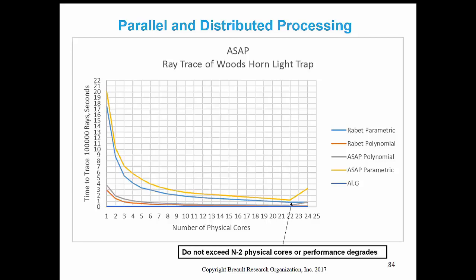In the initial ray trace, which started off at about 20 seconds, as you add another core, it cuts that just about in half. And then as you add each core, it basically cuts in half the previous amount of time. You do not want to exceed n-2 physical cores or your performance will degrade. What happens here is that ASAP begins doubling up on existing cores and you're effectively running multiple copies of ASAP on the same core.